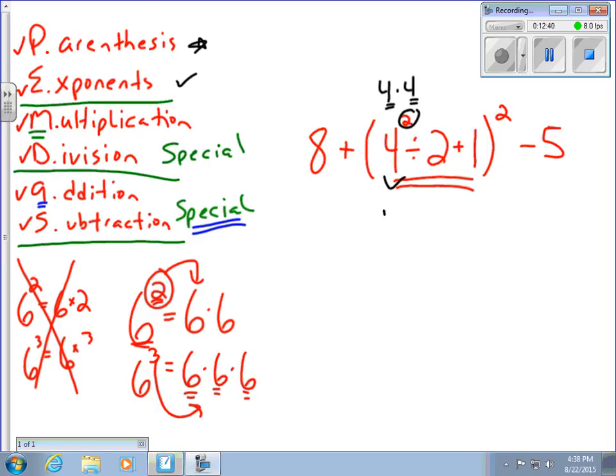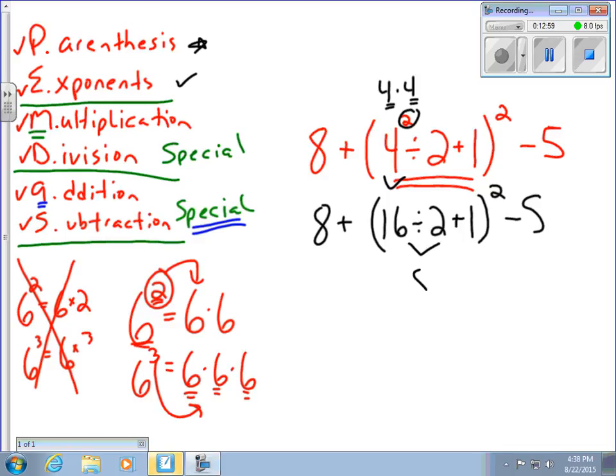I multiply the number by itself, whatever the exponent says. So 4 times 4 is 16 divided by 2 plus 1, still in parentheses, still to the second power, minus 5, and 8 plus that. Next, I do parentheses again. And once again, inside the parentheses, I do the division. I follow order of operations. 16 divided by 2 is 8. 8 plus 1 in parentheses still to the second power. And then I have 8 plus and minus 5. I still do parentheses here. 8 plus 1 is 9. Now it's to the second power.